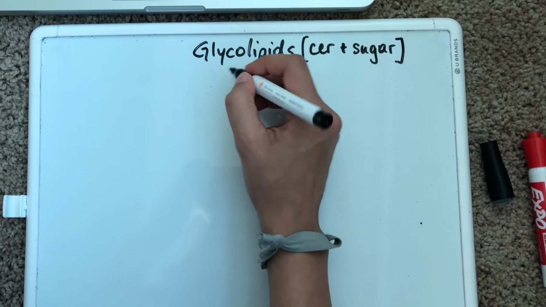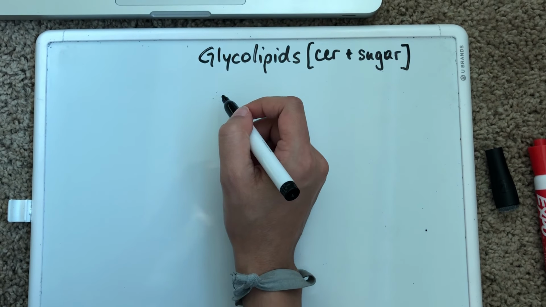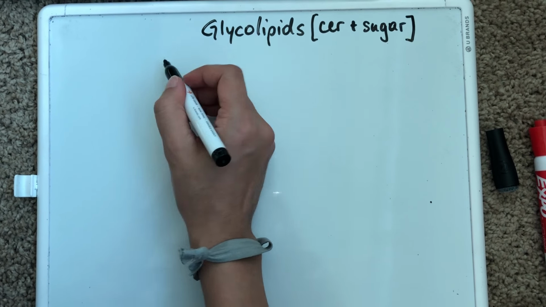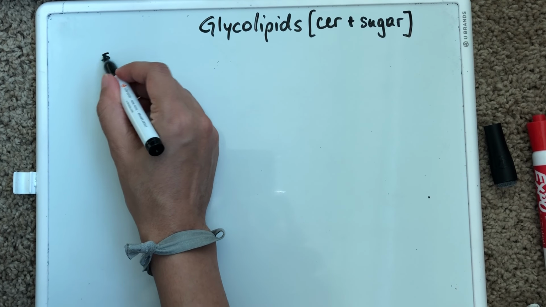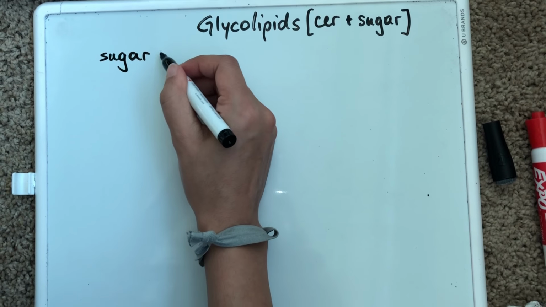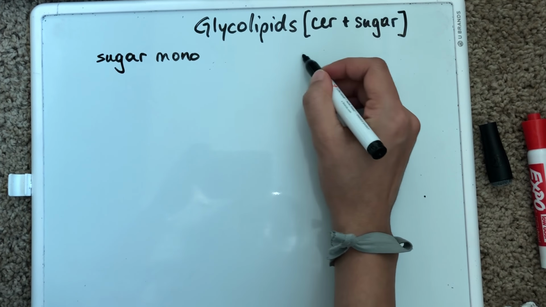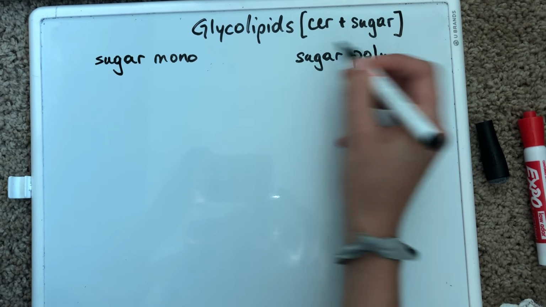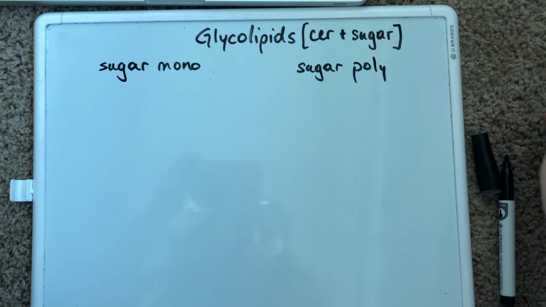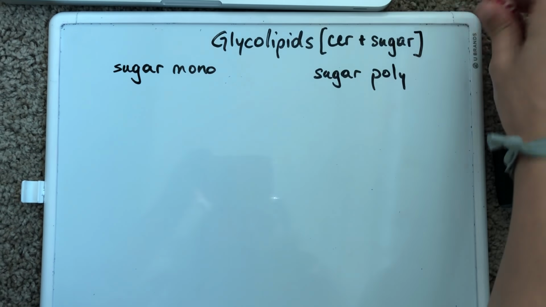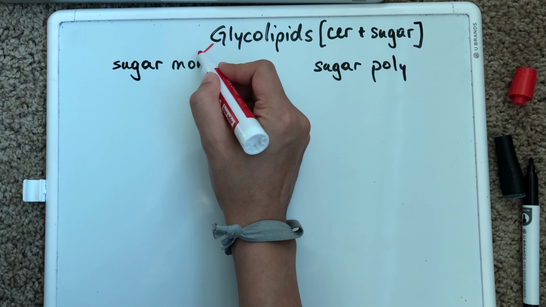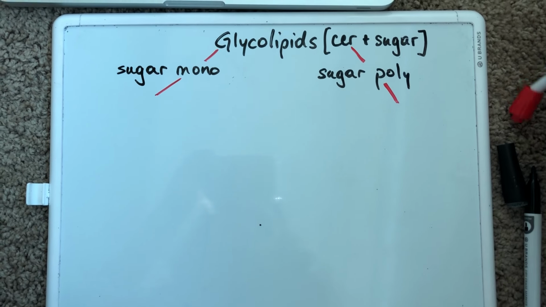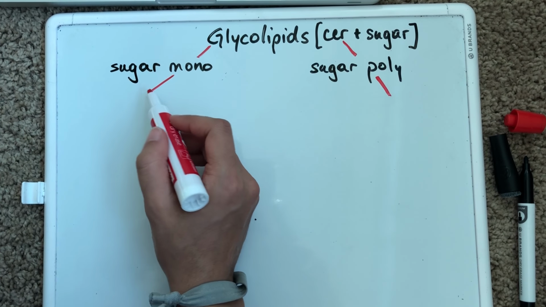So our first question is: is the sugar a monosaccharide or a polysaccharide? So let's see, if we have sugar, mono, or sugar, poly, we have these lines.